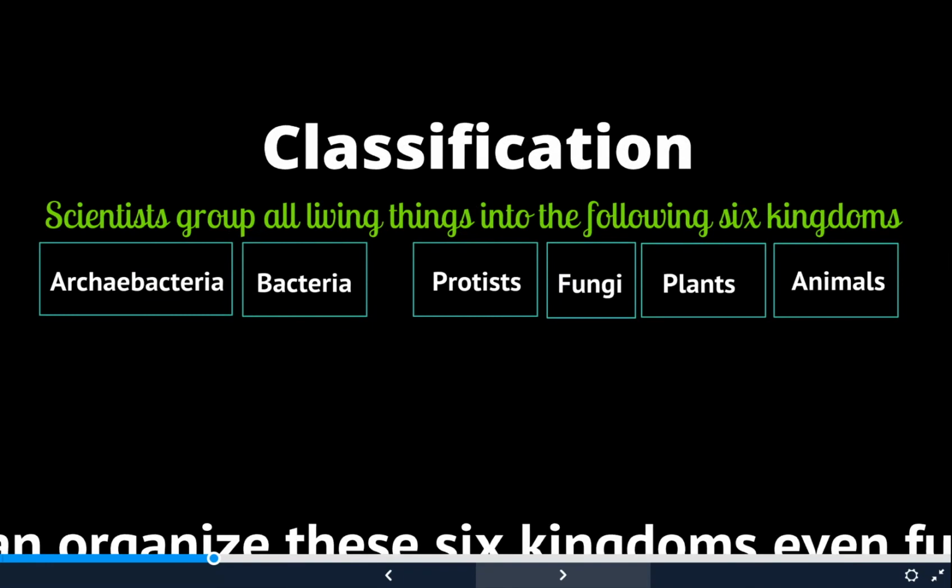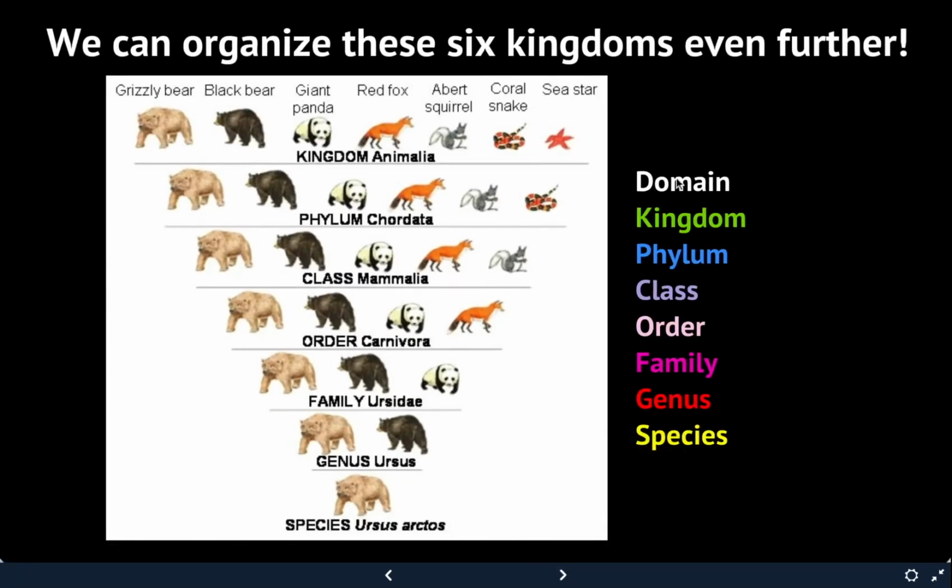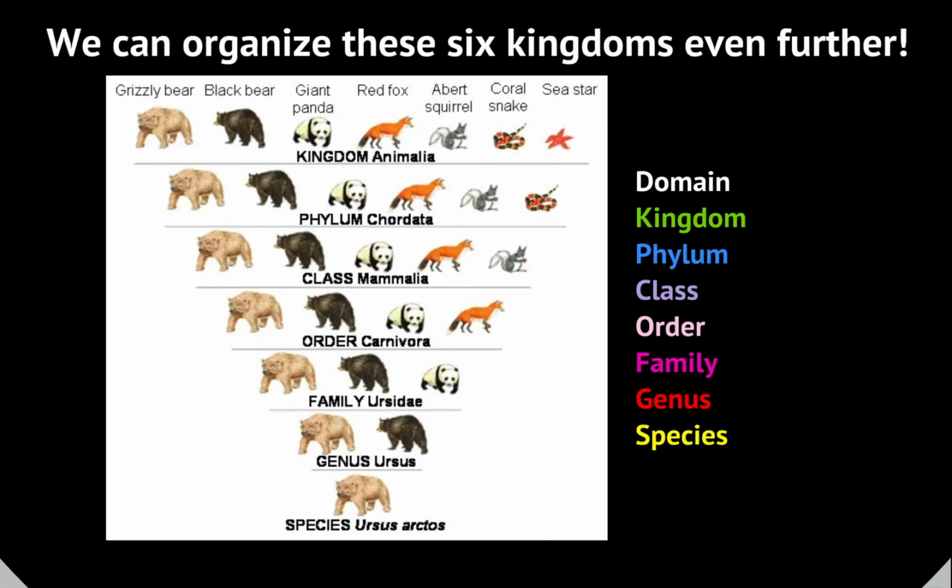Scientists group all living things into the following 6 kingdoms. Kingdom Archaeobacteria belongs to the domain Archaea. Kingdom Bacteria belongs to the domain Bacteria. And then these 4, Protista, Fungi, Plantae, and Animalia, fall into the domain Eukarya. Domains: Bacteria, Archaea, and Eukarya.